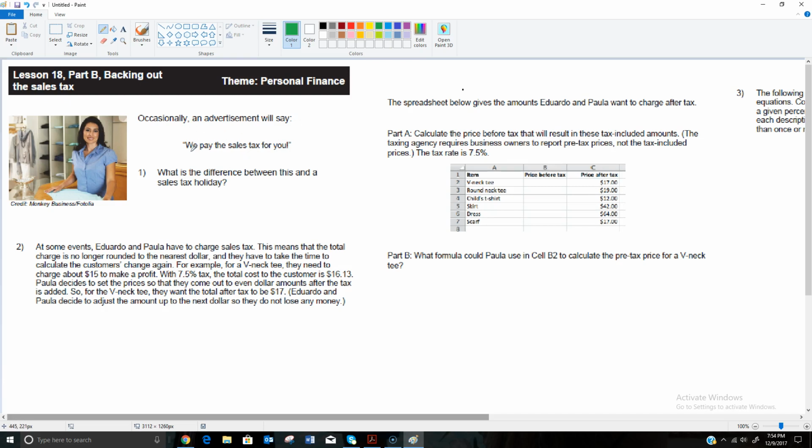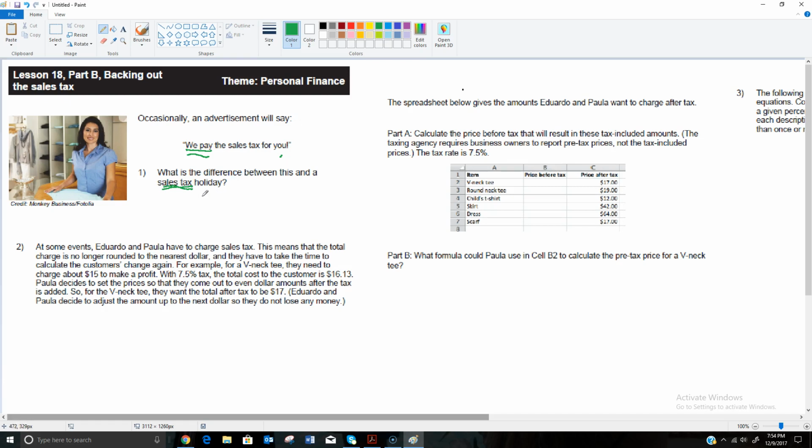But it's not, because when it says we pay the sales tax for you, that means somebody's still paying the sales tax. When they have what they call sales tax holidays, like in Texas, we typically have those before school starts, and it's a chance where you can go buy things and not have to pay taxes on it.